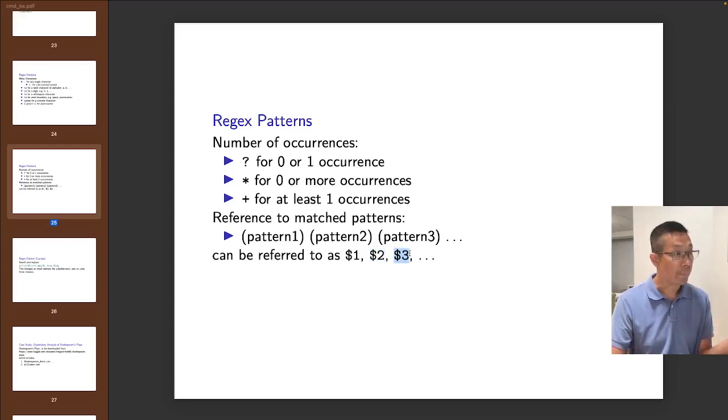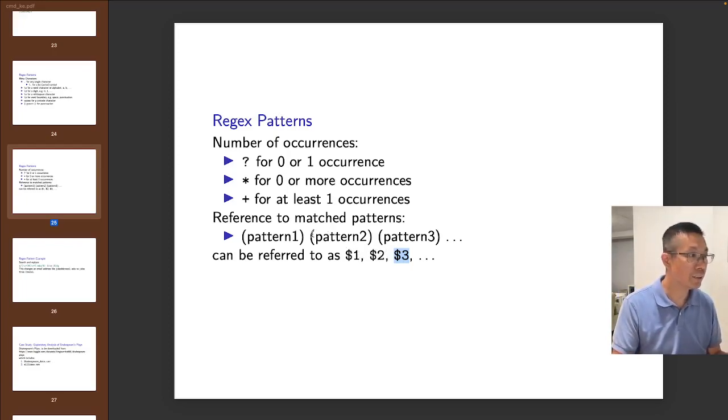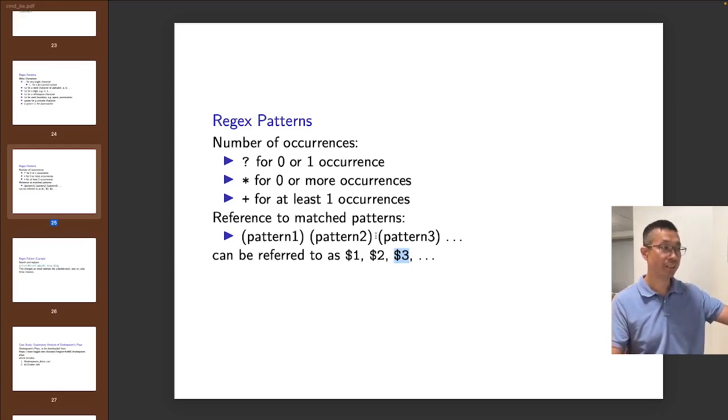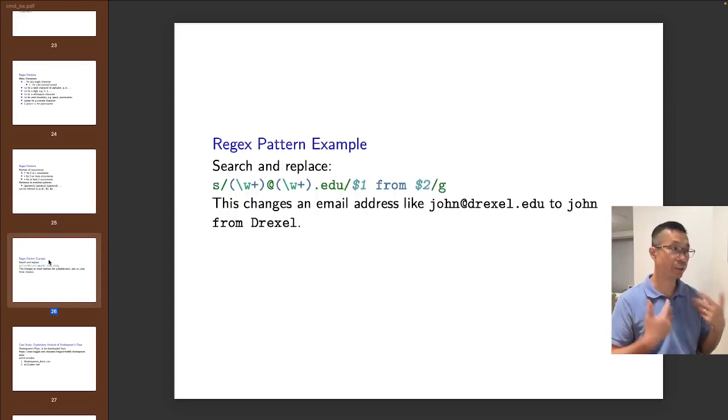Okay, so the purpose of this is that you will be able to preserve and discard or rearrange these. Maybe the order should be changed, right? Maybe you don't need pattern 2, you only want to preserve number 1 and number 3. In that case, you can say, I want to preserve $1 and $3, and that's it. You can discard number 2, right? So this is the reference to the original matched sequence.